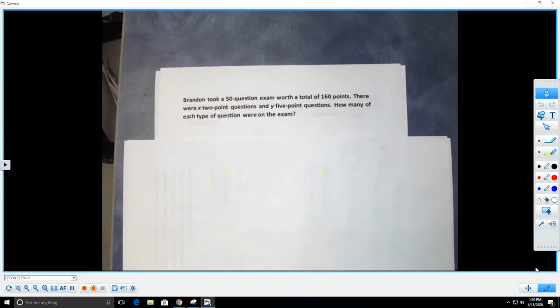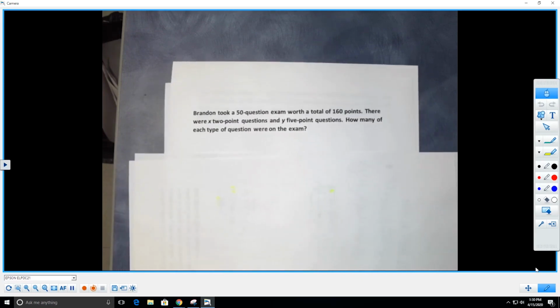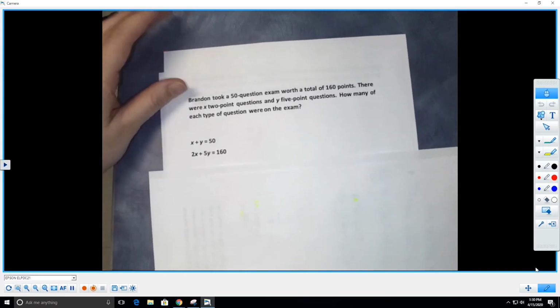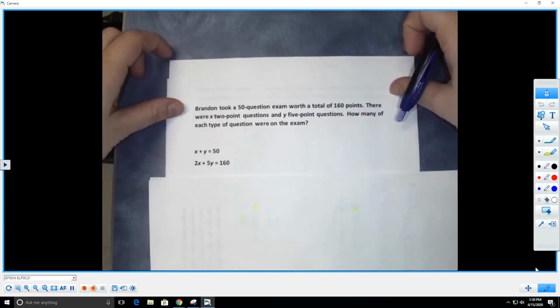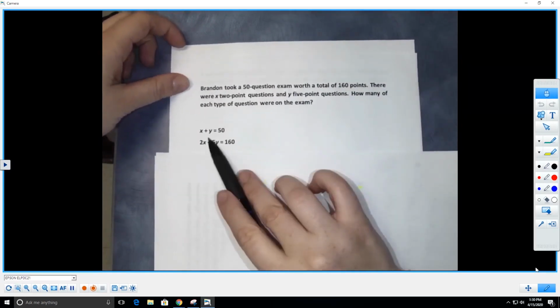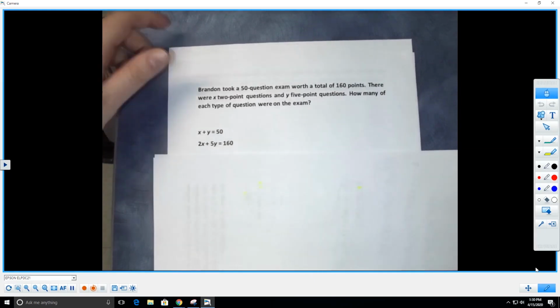Okay, so Brandon took a 50-question exam worth a total of 160 points. How many of each type of question were on the exam? Based on this information, what should our system of equations look like? Well, we've already determined that x is the 2-point questions and y is the 5-point questions. So it should look something like this. I know that the 2-point questions, represented by x, and the 5-point questions, represented by y, when I add them together, I had 50 questions in total.